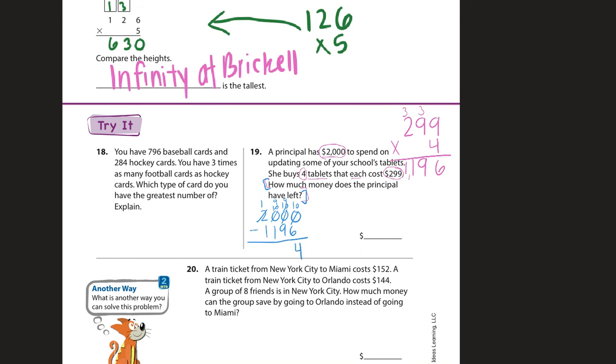And then 9 minus 9 is 0. 9 minus 1 is 8. And 1 minus 1 is 0. So I see here she has $804 left. Not bad. She could even buy another tablet if she wanted to.